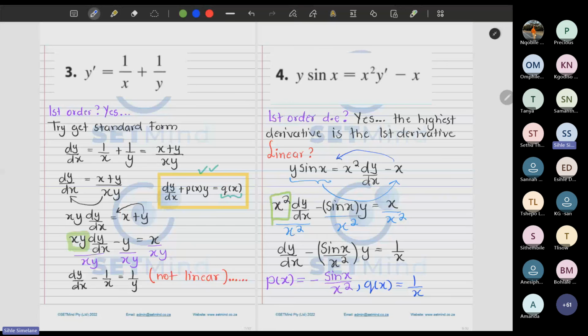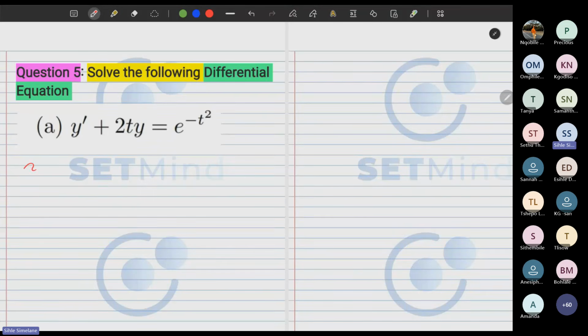So let's go to the, well, this was my last question for classifying. Okay, that's okay. Now, let's get into solving these problems, guys. Question 5, solve the following differential equation. Now you need to remember the steps that we undertook. So I'm going to remind you the first two problems.